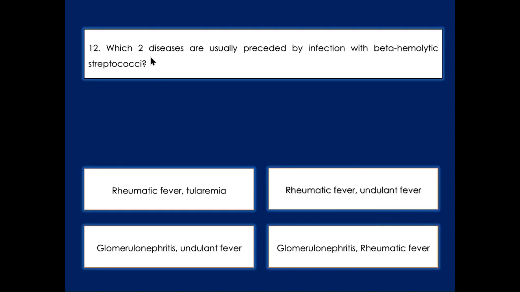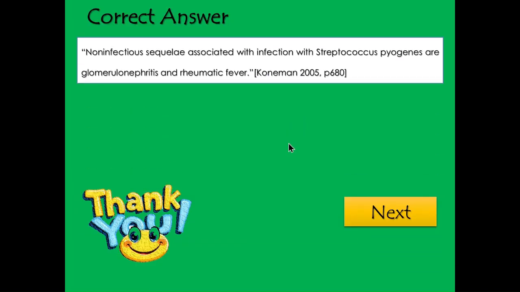12. Which two diseases are usually preceded by infection with beta-hemolytic streptococci? The correct answer. Non-infectious sequelae associated with infection with Streptococcus pyogenes are glomerulonephritis and rheumatic fever.